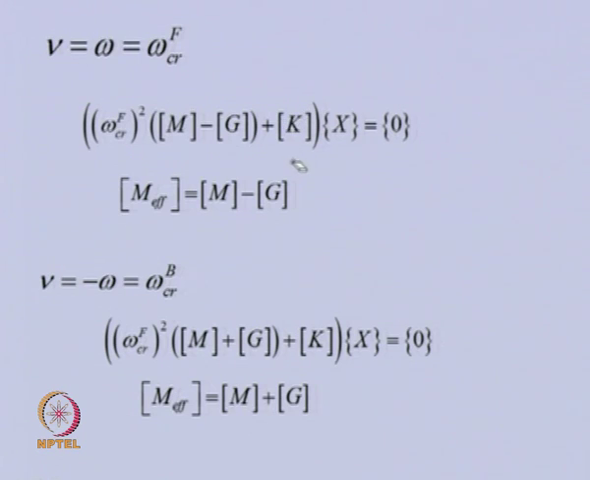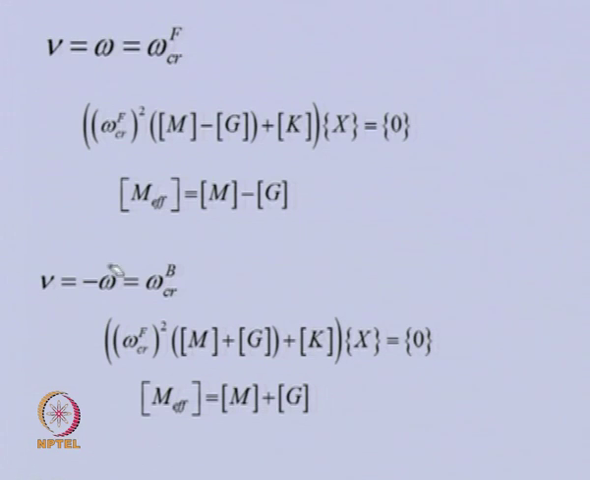Effective mass is getting decreased, so we expect that the critical speed will be increasing, and we have already seen that the forward critical speed increases as compared to the backward critical speed.